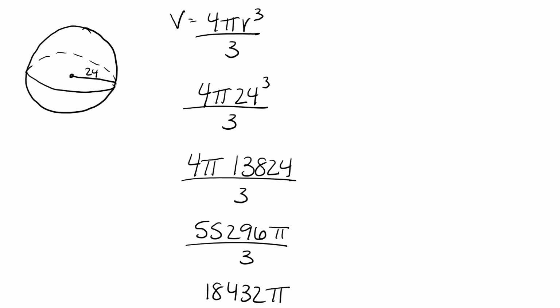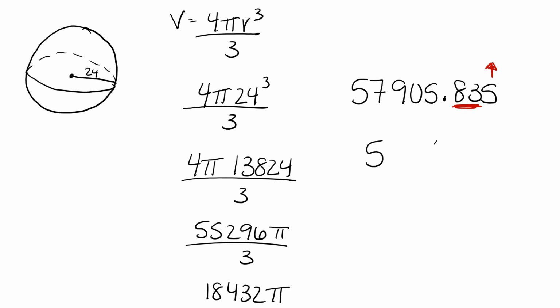Because the directions do not tell us to use 3.14 or 22 over 7, we multiply using the pi button on the calculator, and we end up with 57,905.83579. The directions tell us to round to the nearest hundredth. 83 is in the hundredths place. The 5 tells us to round up, and so we end up with 0.84 as our final answer.